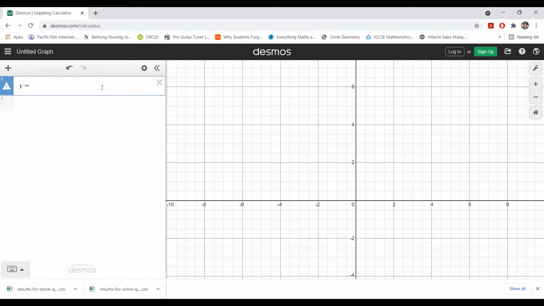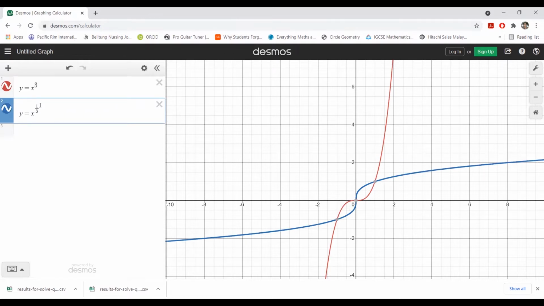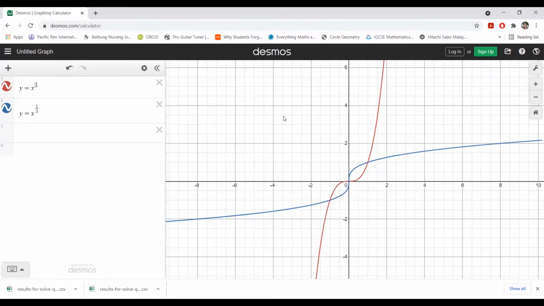So this is example 26. y equals x cubed. So this is your graph y equals x cubed. Okay, and I'll draw the graph y equals x to the power 1/3, like that. Okay, so you should be able to see that these are inverses of each other.